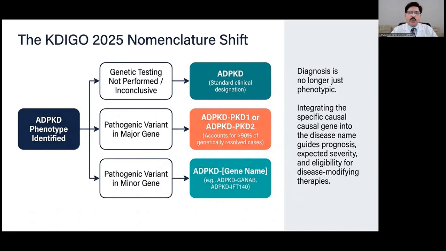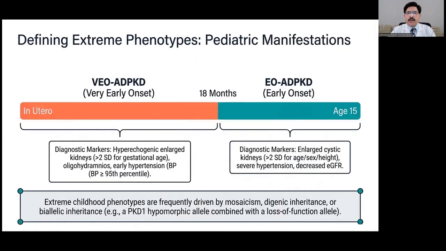It's important for you to know the genetic variants are basically two types: one is PKD1 and the other is PKD2. Diagnosis is no longer just phenotypic. Not only do you identify cystic disease in the kidney, you have to identify the genetic background also. Integrating the specific causal gene into the disease name guides prognosis, expected severity, and eligibility for disease-modifying therapy; all are dependent upon the genetic diagnosis. It's not only a clinical or imaging diagnosis. It is a genetic diagnosis.